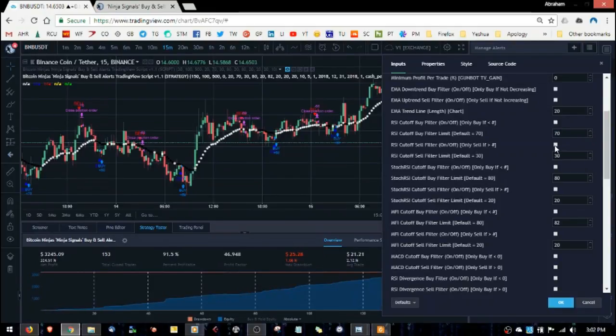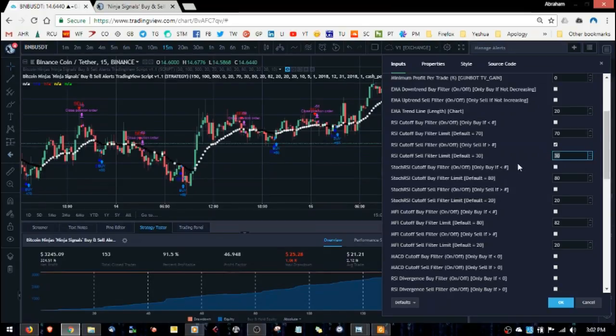In this particular case, we only want to sell if the conditions are not oversold. And in this particular case with RSI, oversold is typically specified as less than 30. So we only want to sell if RSI is above 30. And so the default here is 30, and if we activate this, we will only sell if RSI is greater than 30.